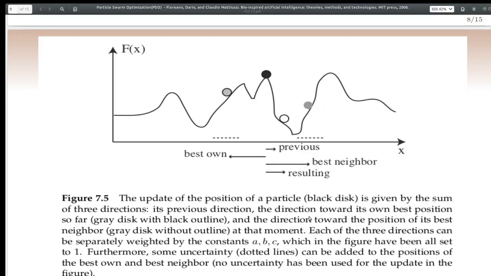The direction towards the best position so far is represented as a grey disk with black outline, and the global best position is the grey disk without outline. Each of these three directions can be separately weighted by the constants a, b, c, and furthermore uncertainty can be added to the position of the best one and the best neighbor position.